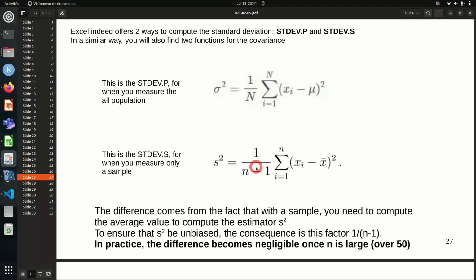Keep that in mind, that there are two ways to measure the standard deviation. In practice, the difference is small because it's just n-1. So if n starts to be large, the difference gets really small. But if you compute different standard deviations and you don't have the same value, then think about that.